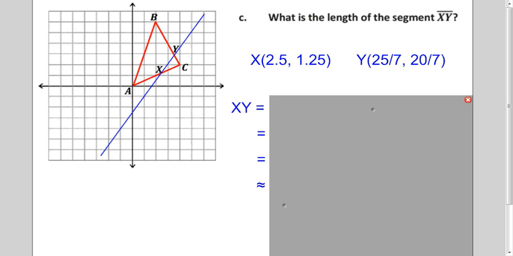So how do we find the length of the segment? Using Pythagorean theorem's fine, same as distance formula. I'm going to use distance formula here. We're going to round that answer to the nearest tenth.